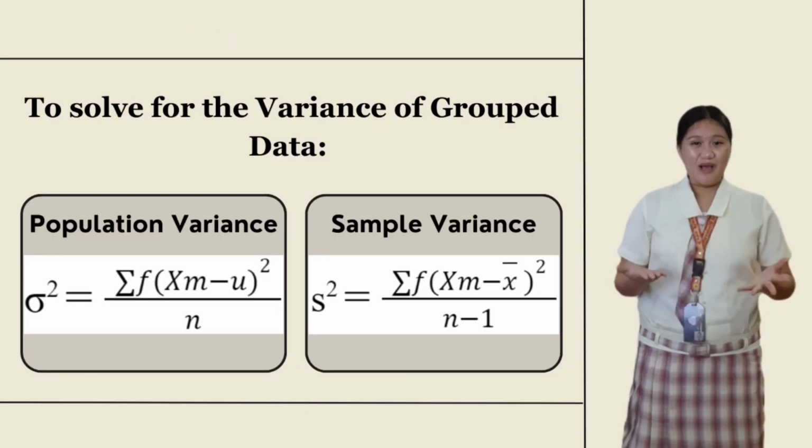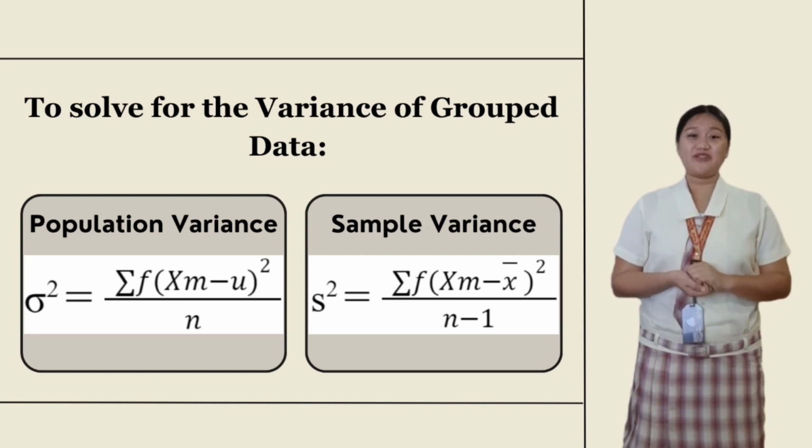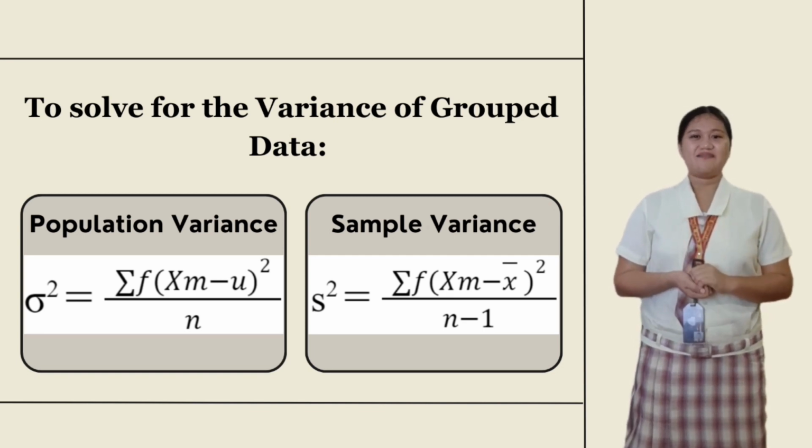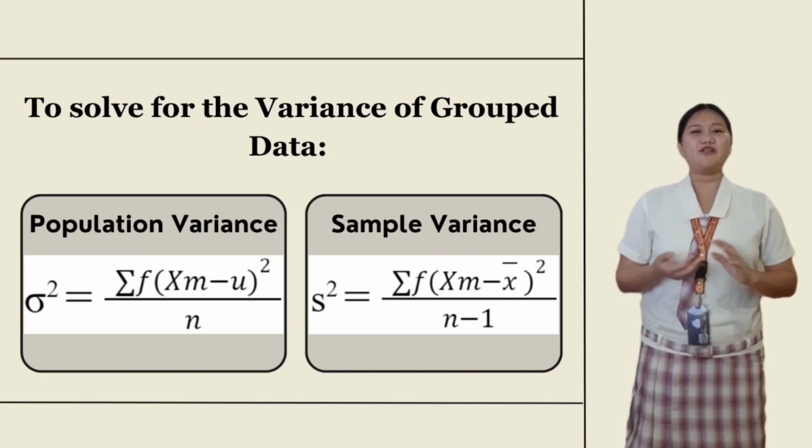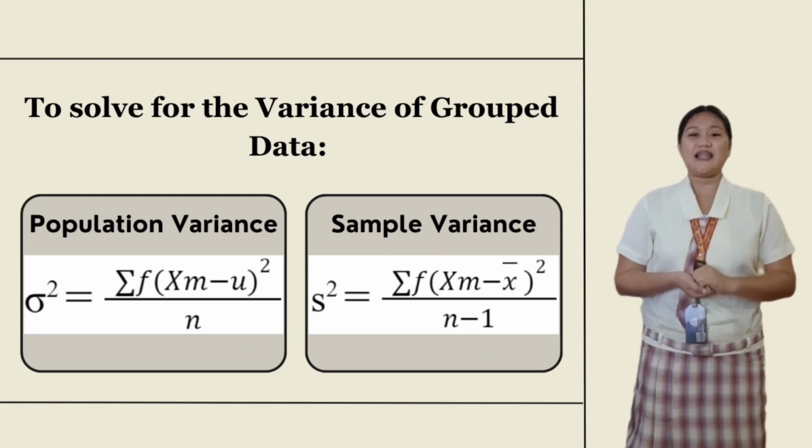Now, I have here the formula of the variance of grouped data. The population variance is equal to the summation of the product of the frequencies and square differences between each interval midpoint and the population mean, divided by the total number of frequencies in the population.